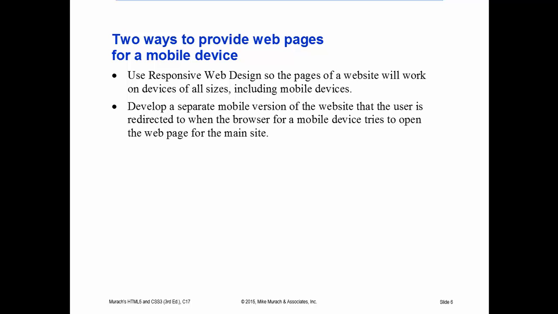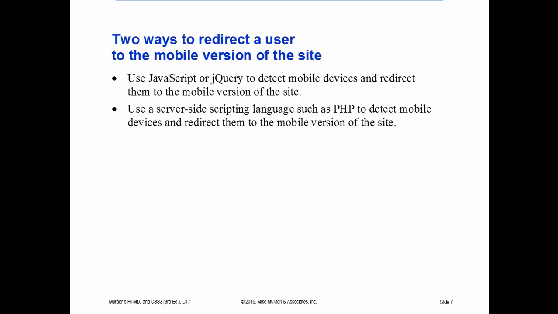you can use something like Bootstrap, for example, and use that in conjunction with what are called media queries, so that the pages of the website will work on devices of all sizes, as mentioned, including mobile devices. Or you can develop a separate mobile site. So if the user tries to open the site with a mobile device, they'll immediately be pushed to that site.